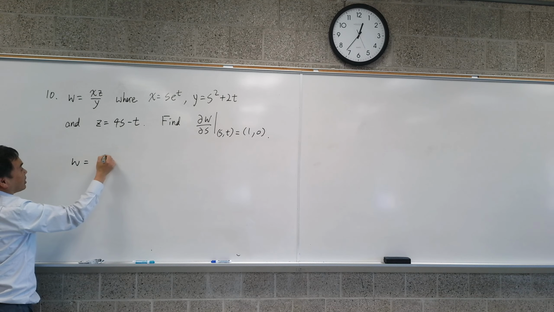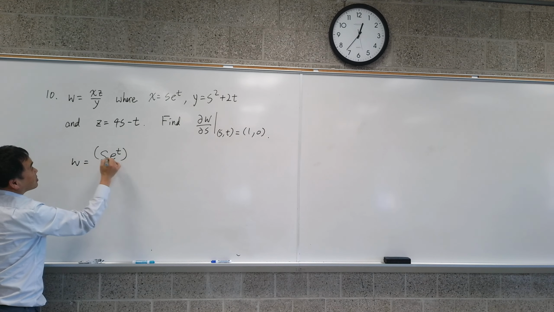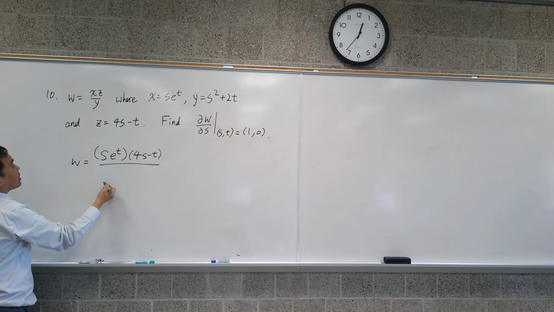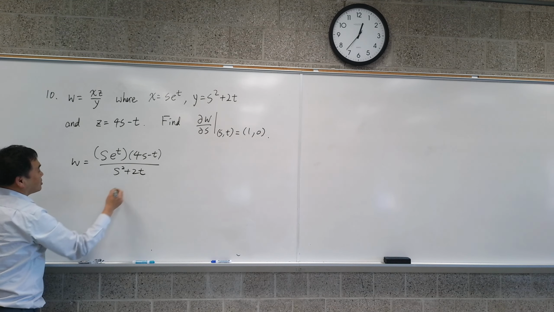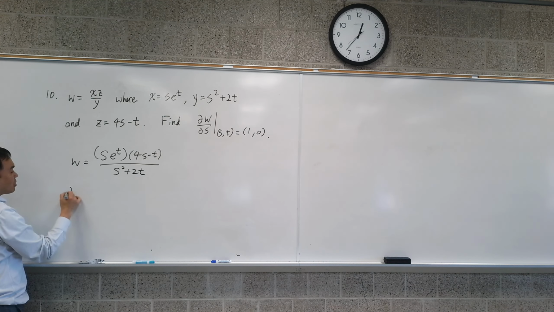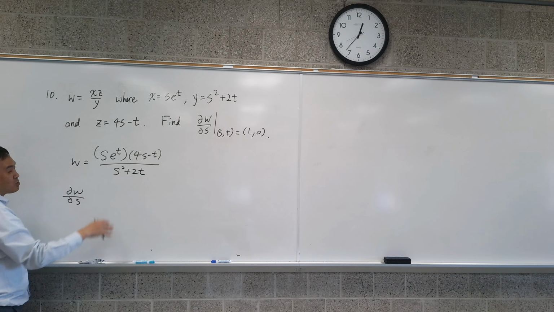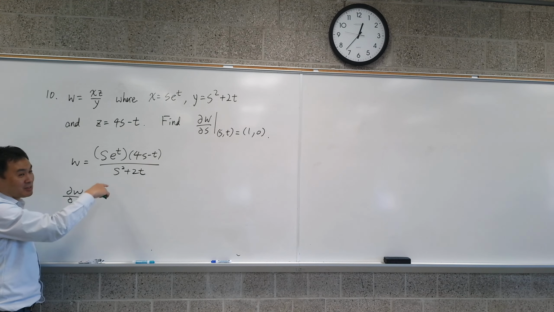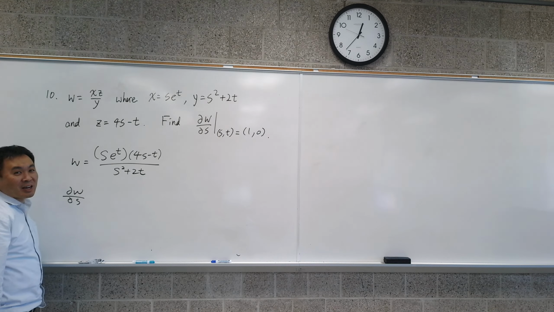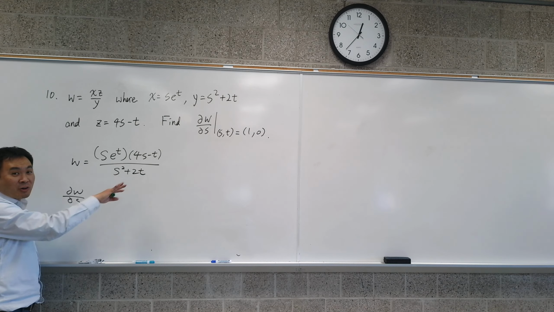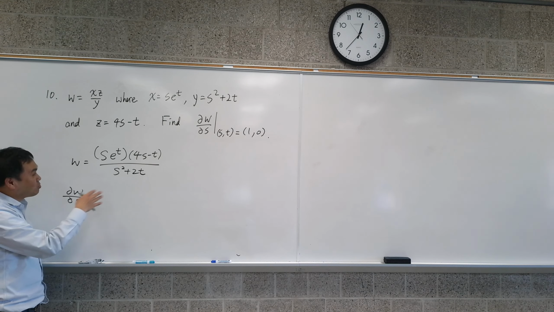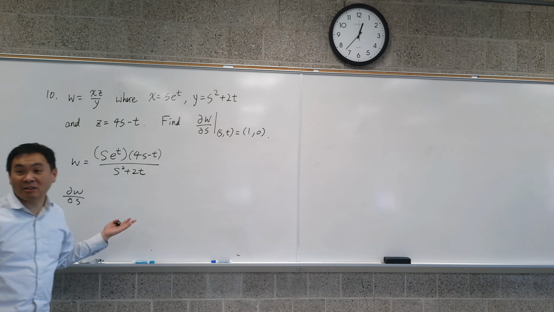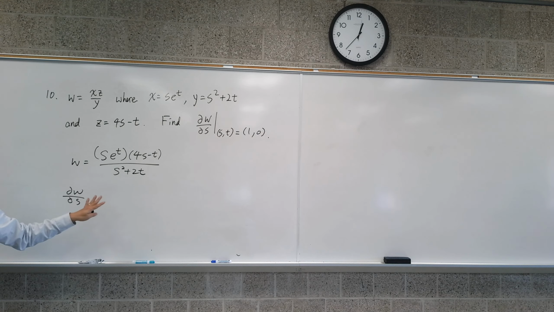So since x is s times e to the t, and z is 4s minus t, and y is s squared plus 2t, you can just take the derivative of w with respect to s, which is a horrible thing to differentiate. It's like product rule and quotient rule combined. It's not so pleasant. So it's going to be a very long calculation, but after you do this calculation and plug in s equals 1 and t equals 0, you will get an answer. It's just more painful, okay?